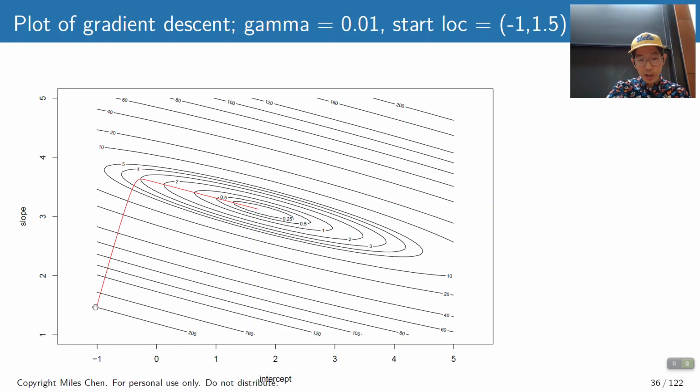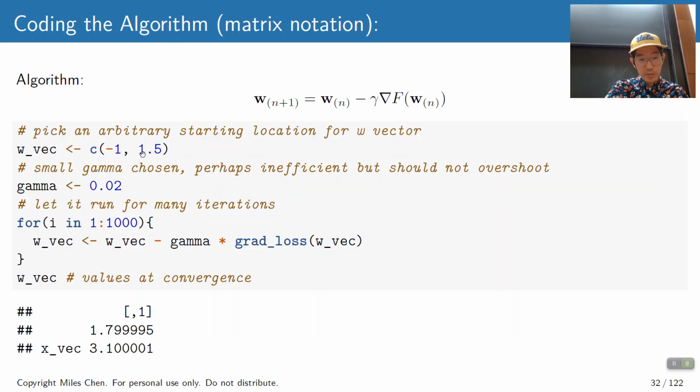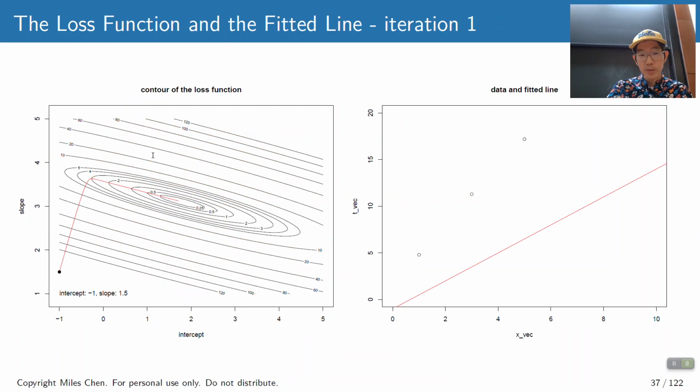We started off at the location where the intercept is -1 and the slope is 1.5. That was my arbitrary starting location here. And this is what the plot looks like: when the intercept is -1 and the slope is 1.5, this is what our line looks like.